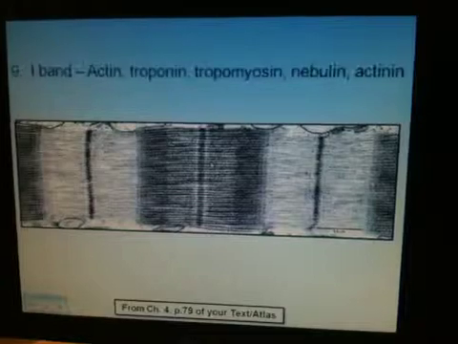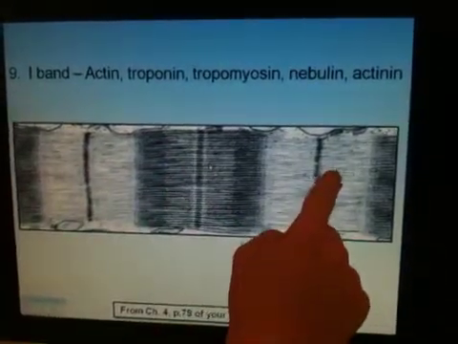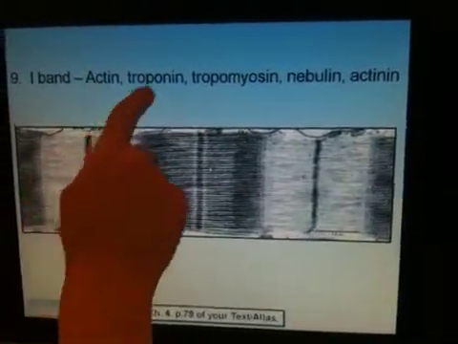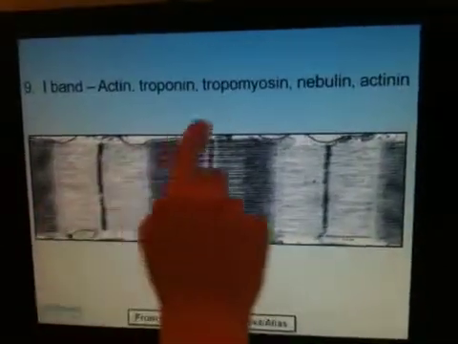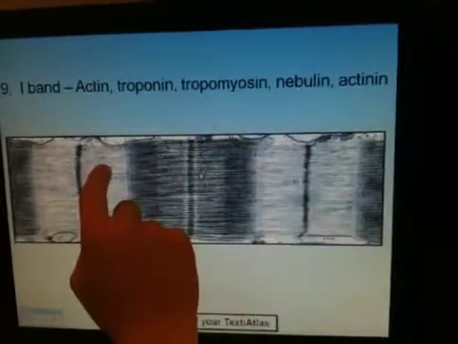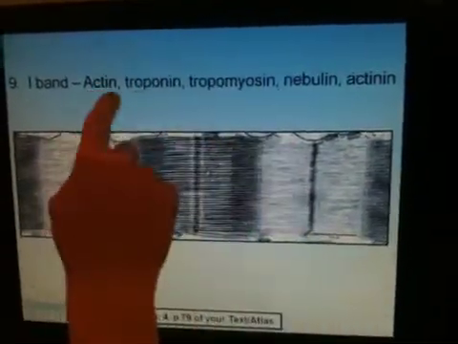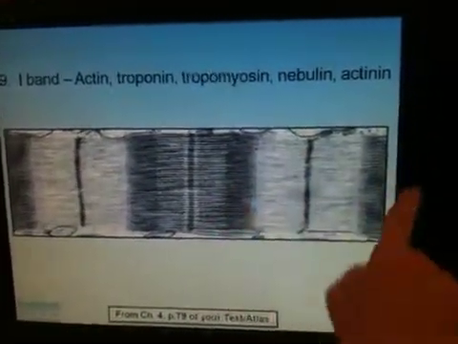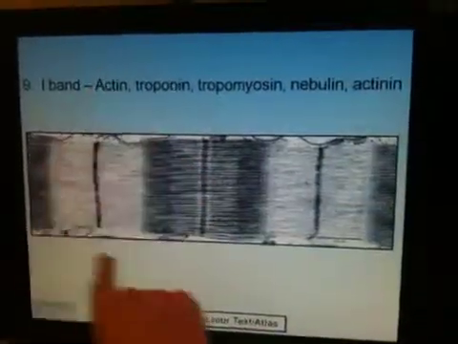Number 9, this is the I band, or isotropic band. What proteins? There's probably a long list; I've picked 4 or 5 here. Actin is the main one. Troponin is found on actin. Tropomyosin wraps around actin. Nebulin runs along actin. And actinin is found at the Z band. This is the Z band, or Z line, which is rich in alpha-actinin. So any of those proteins.